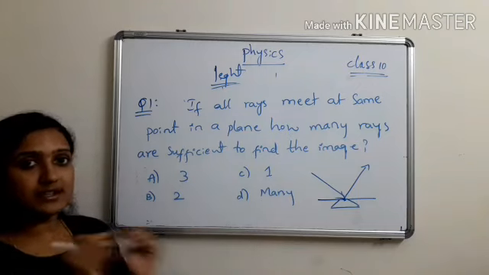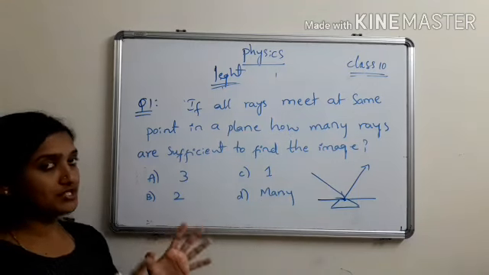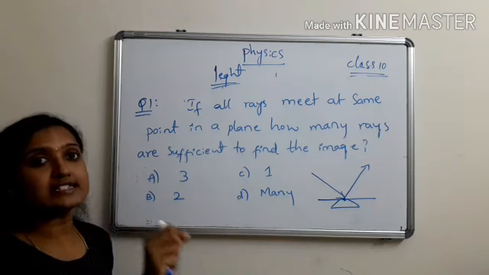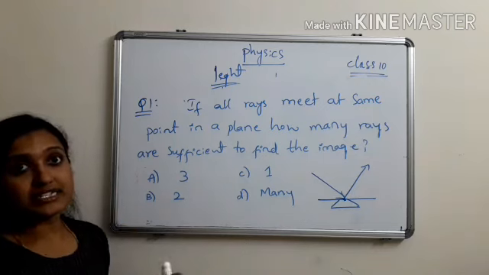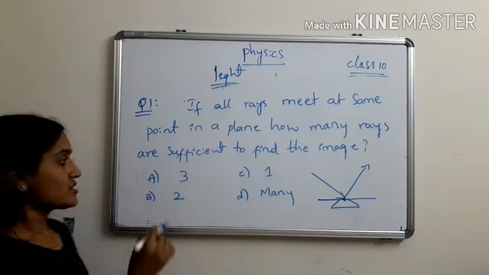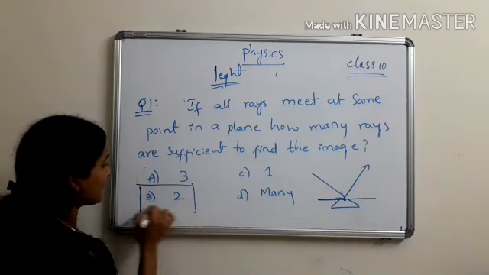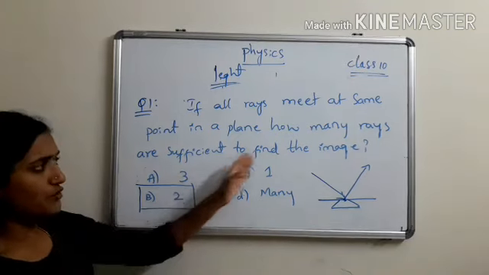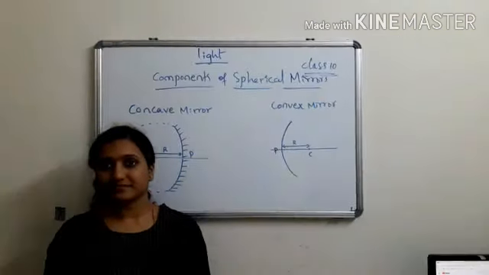If you want to see an object, the object should be visible. Two rays are important: one is the incident ray of light, another one is the reflected ray of light. So the correct answer is option B. Two rays are sufficient to find the image.